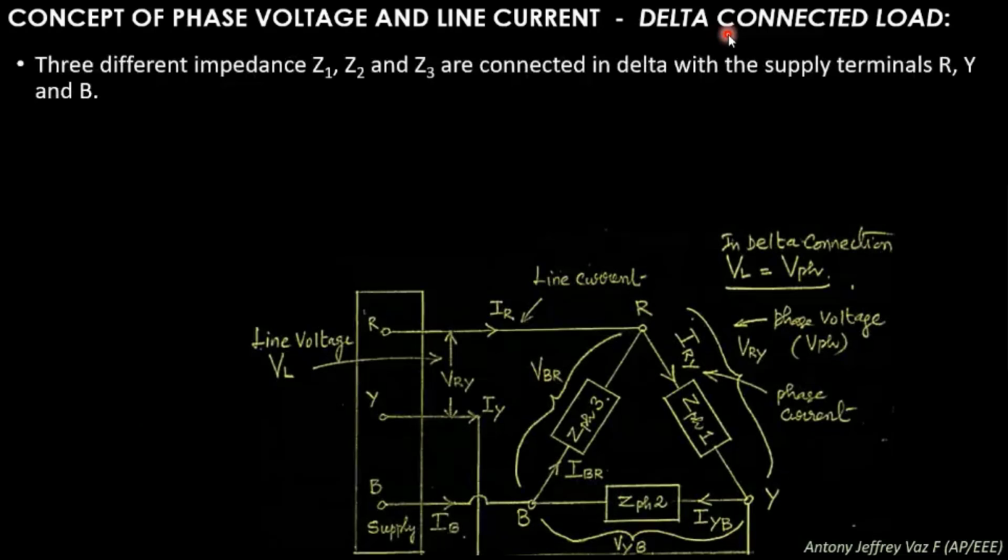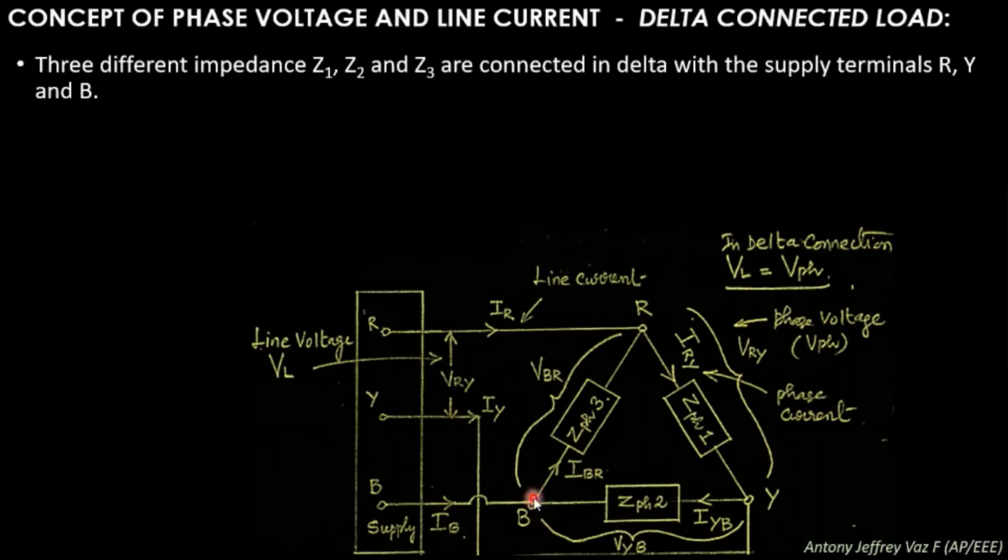Concept of phase voltage and line current in delta connected load. In the previous part you have seen about the star connected load. Now you are going to see about the delta connected load. Three different impedances Z1, Z2 and Z3 are connected in delta with the supply terminals R, Y and B. So these are the supply terminals R, Y and B. From these supply terminals, three lines are taken out and these three lines are connected in delta.